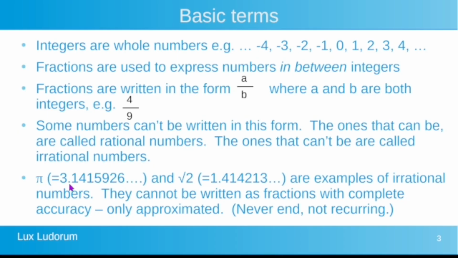So pi, which is 3.1415926 and goes on forever with no recurrence, no repeating part, and square root of 2, which is 1.414213, and that goes on forever with no recurrence, are examples of irrational numbers. They cannot be written as fractions with complete accuracy, only approximated. And the decimals for these never end, but they have no recurring part.